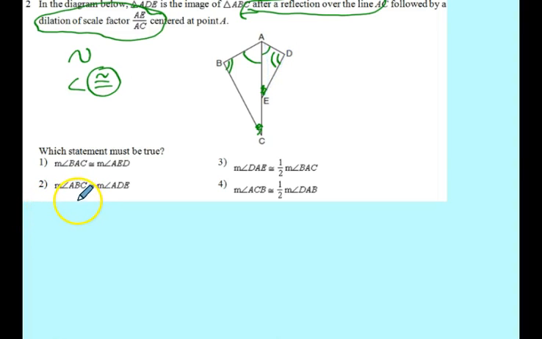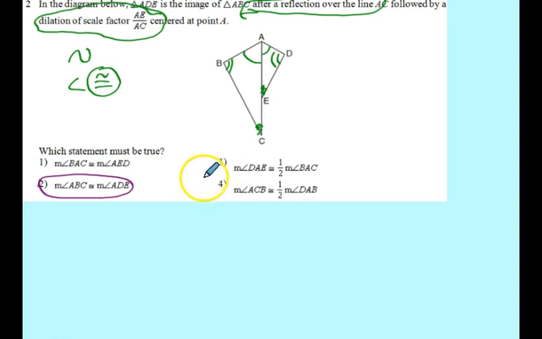Let's do choice 2. Angle ABC and angle ADE. Oh, these two are definitely corresponding and they are congruent. So I very much suspect that 2 is our choice, but I will check the result.